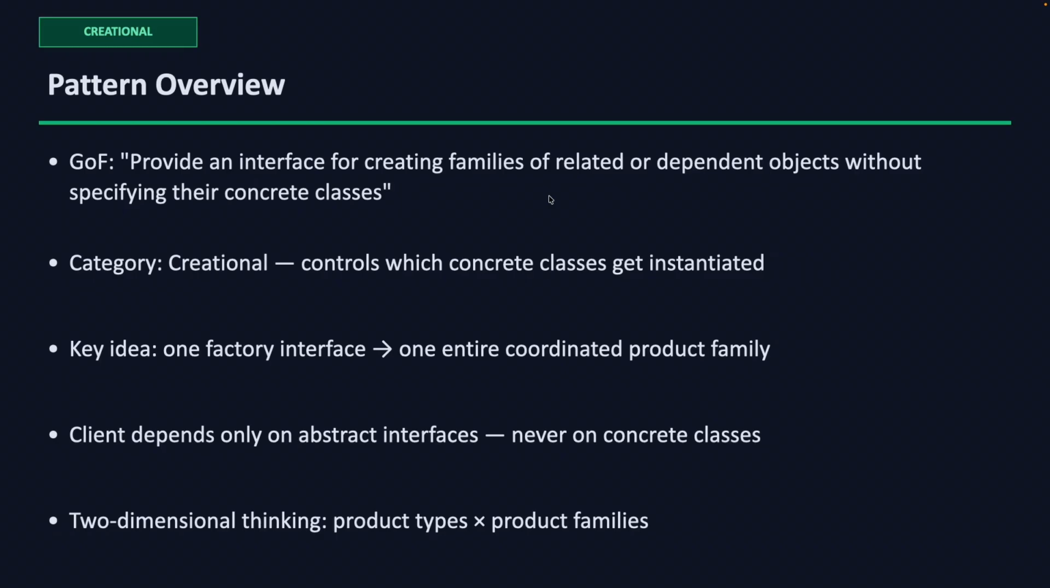This isn't about creating a single thing. That would be a different pattern, that would be the factory method. Abstract factory is about creating an entire, whole, coordinated set of things and guaranteeing that they'll work well together because they all come from the same factory. It's creational because the primary purpose is controlling which concrete classes get instantiated and doing so in a way that the client never has to worry about.